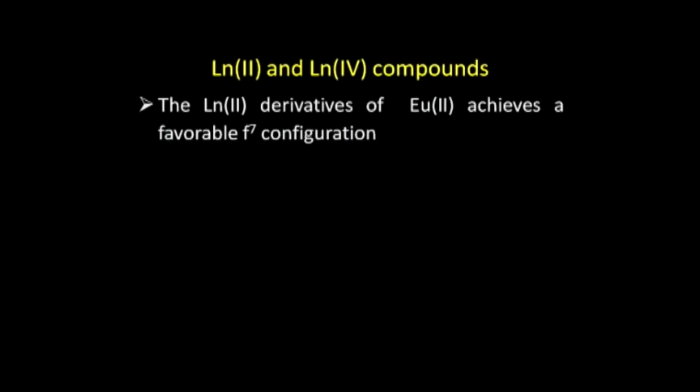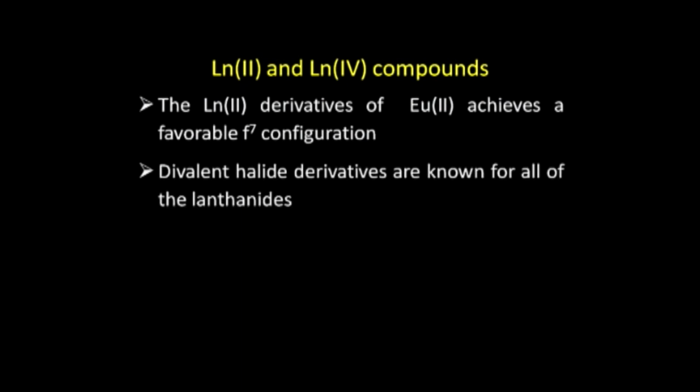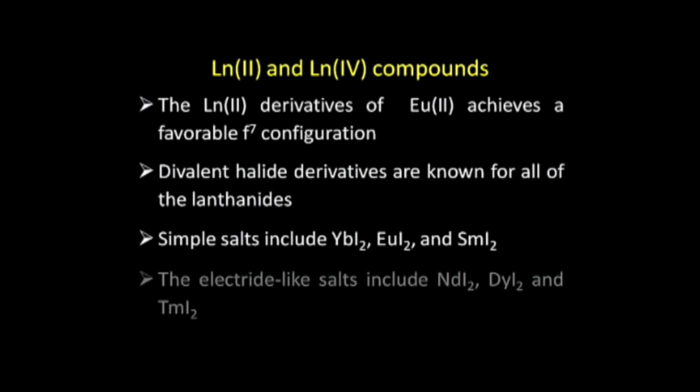Now the divalent lanthanide compounds. The divalent derivatives of europium achieve a favorable f7 configuration. The f7 configuration is the most stable configuration because it is half filled. The divalent halide derivatives are known for all of the lanthanides. Simple salts include ytterbium iodide, europium iodide and samarium iodide. The electride-like salts include neodymium iodide, dysprosium iodide and thulium iodide.